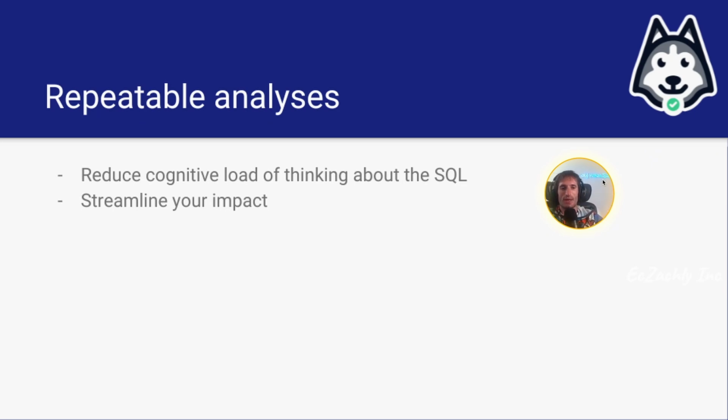That's why the second bullet here is all about streamlining your impact. Because if I needed to go to the store and make a cake, and every single time I wanted to make a cake I had to go to the store, get the flour, get the eggs, get the sugar, get all the raw materials, and stir it up and make the cake.